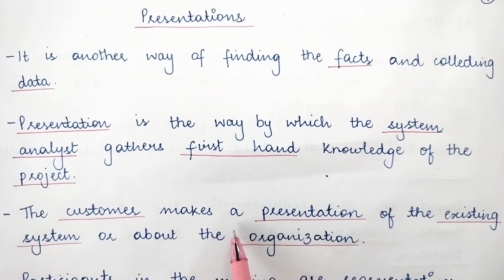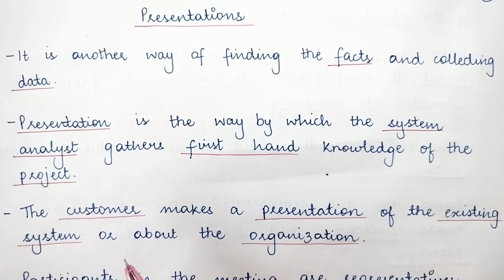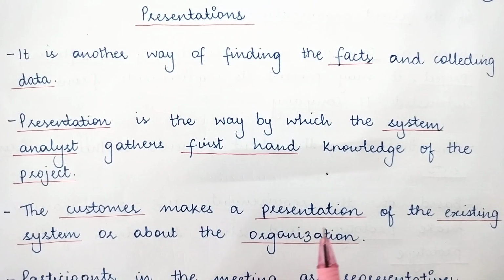The customer makes a presentation of the existing system or about the organization. So basically, how does the system analyst gather facts and data about the organization? It is through presentations. The customer means the client or that organization for which the system analyst will develop the new information system. That particular customer or client makes a presentation with the help of which the system analyst will be able to know about the existing system that the organization is using or key insights about the organization.